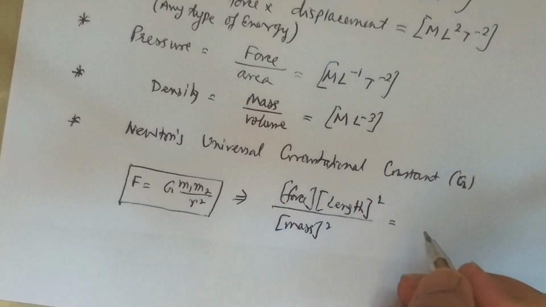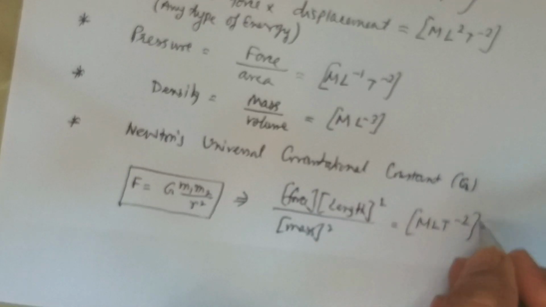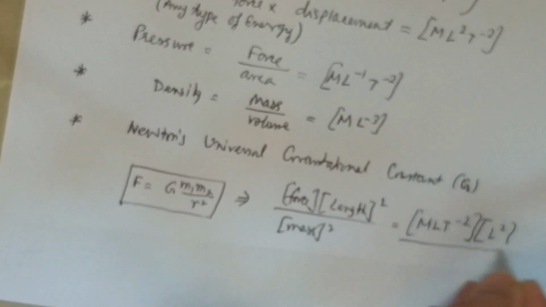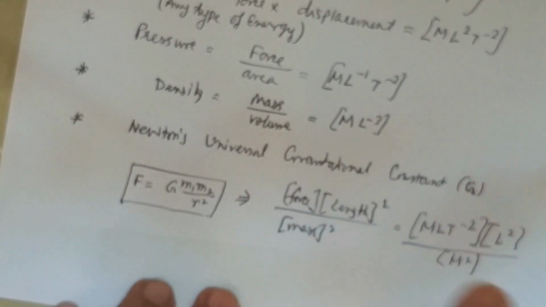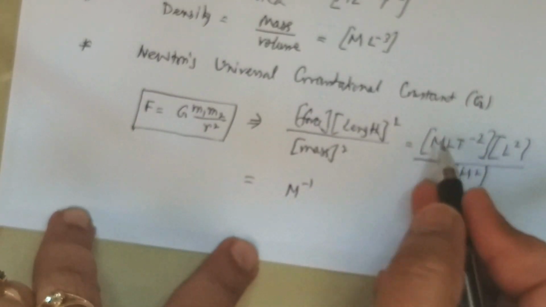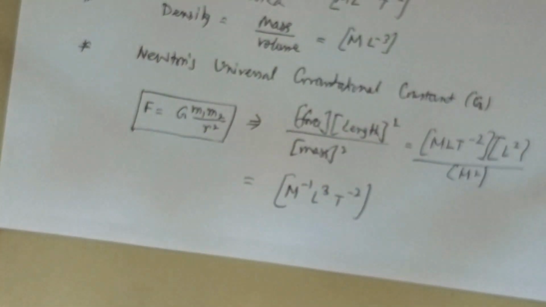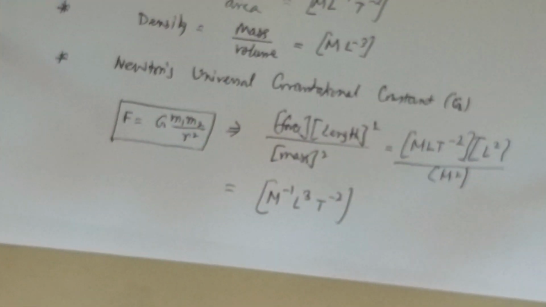Is it not? So force is, as we have just now discussed, M L T to the power minus 2, L to the power 2, M to the power 2. So finally M to the power minus 1, L to the power 3 and T to the power minus 2. This will be the dimensions of Newton's universal gravitational constant. Let us see the others also. You can pause the video and keep on revising the basics, so that will help you.